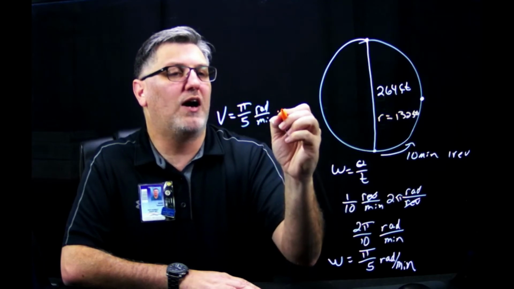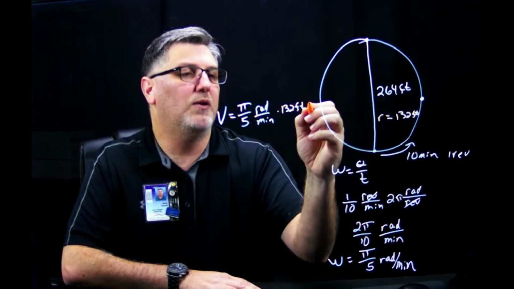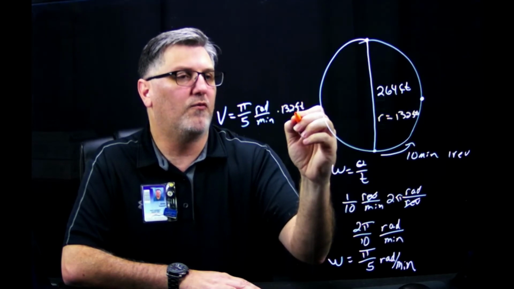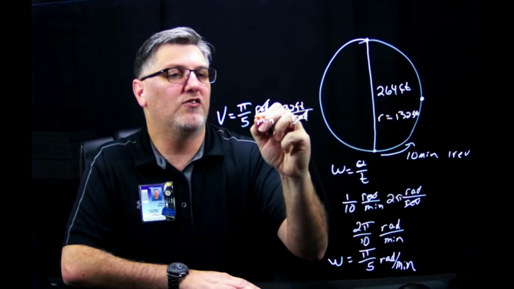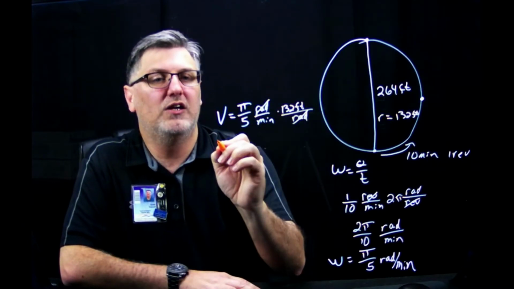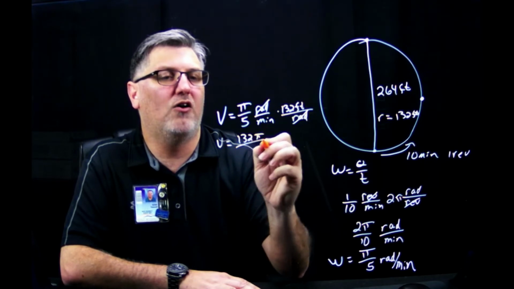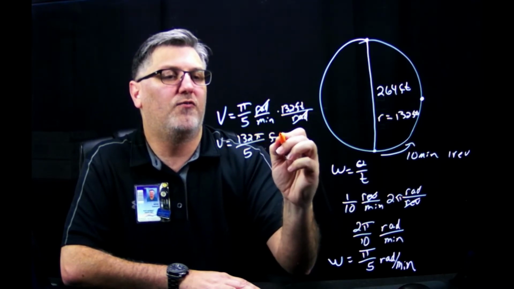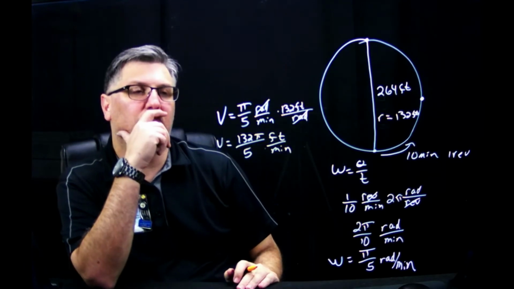So I can do times 132 feet, and this is going to give me 132 feet is 1 radian. My radians cancel for my units. So my velocity ends up being 132 pi over 5 feet per minute. Okay, so that's my velocity.